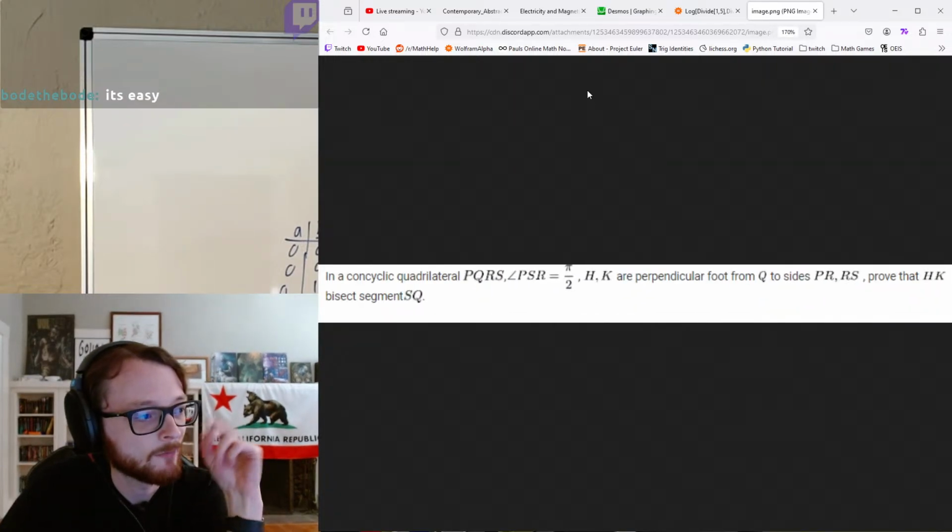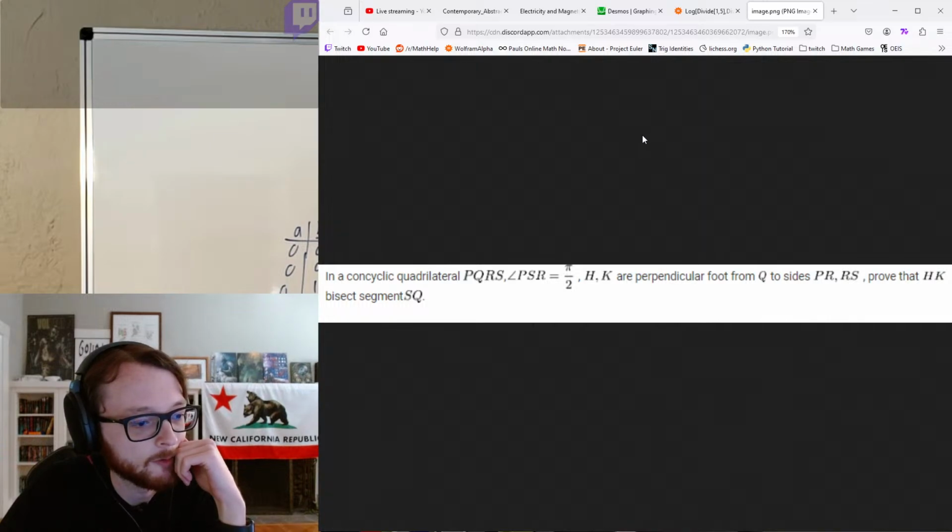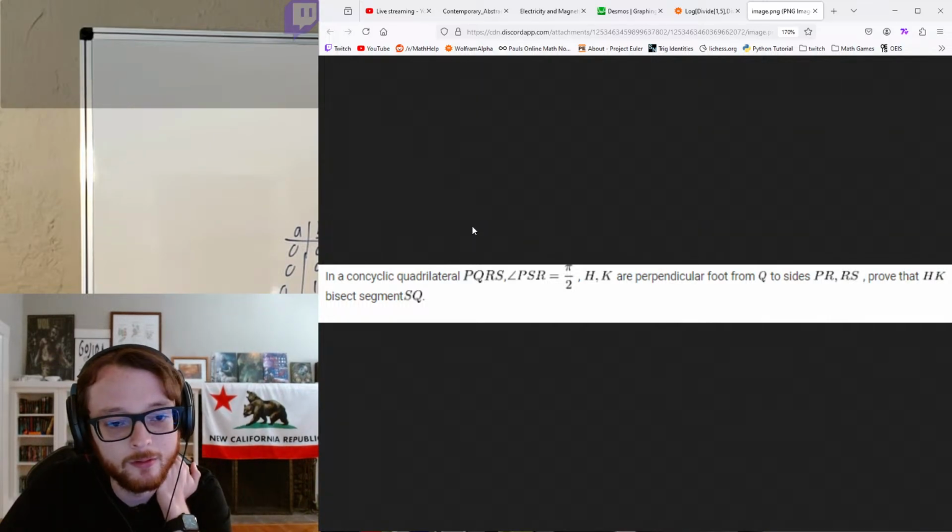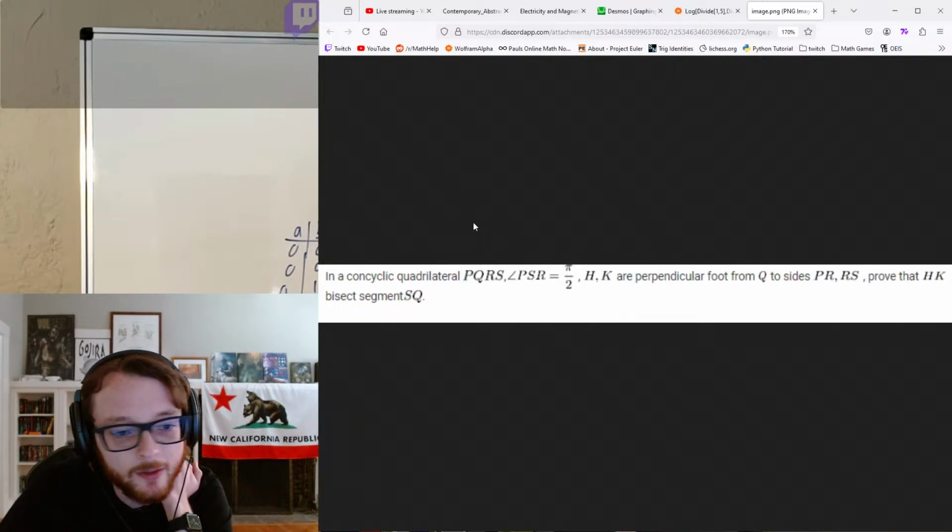Sorry, I think I'm going to be doing that for another 25 minutes or so, and then I am going to switch over to Phasmophobia. But that's still some time to look at this. We have a concyclic quadrilateral PQRS. I forget what concyclic means. I feel like I've seen it before.